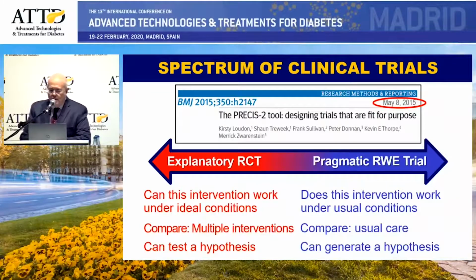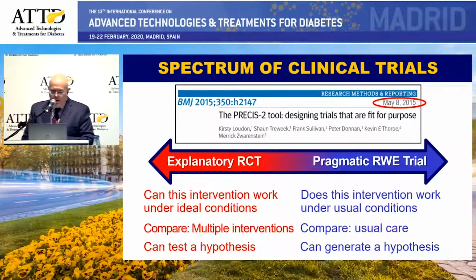Now, one can think of clinical trials as being on a spectrum. This group from England wrote a paper in 2015 called the PRECIS tool, which allows you to take the features of a trial, map them out against the metric they created, and decide whether your trial is at one end of the spectrum, which they call an explanatory randomized controlled trial, or whether it's the other end of the spectrum, and then it's known as a pragmatic real-world evidence trial. If it's a randomized controlled trial, then that means that in red, the intervention works under ideal conditions.